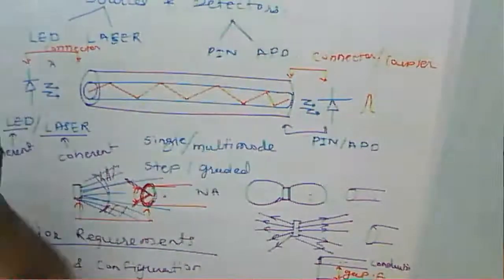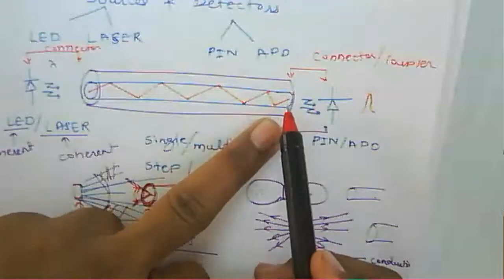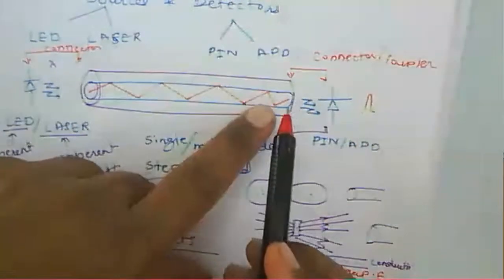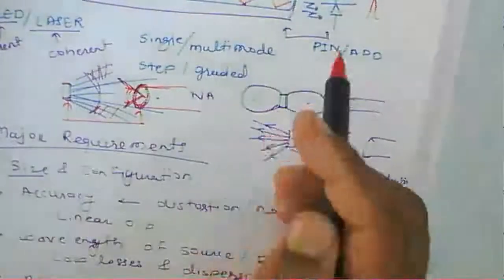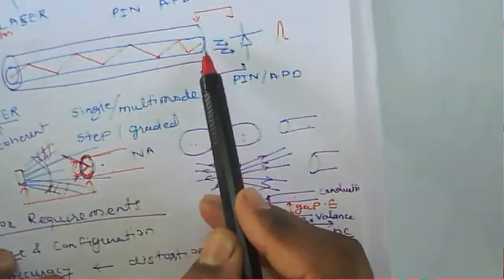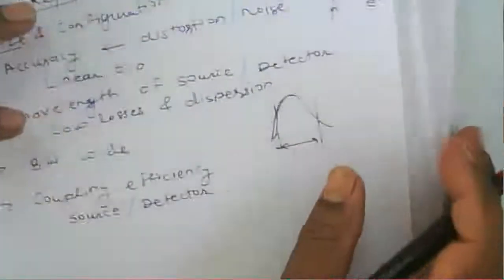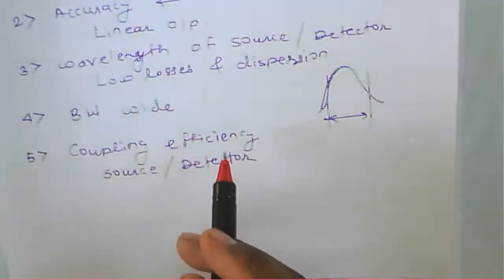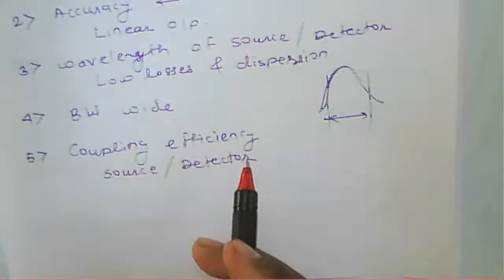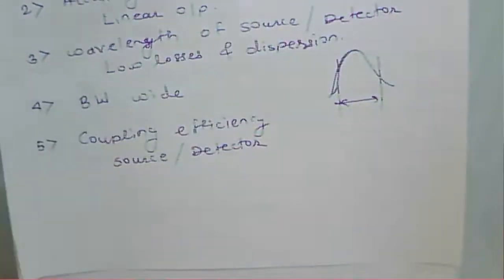So the source must couple sufficient optical power to the fiber, and at the detector the fiber must radiate all the power, and this detector must detect all the light from the fiber, the incoming rays from the fiber core. So that's why we should know the coupling efficiency requirement at the source as well as the detector, so that your detector will detect the maximum signal and get the maximum output at the detector.